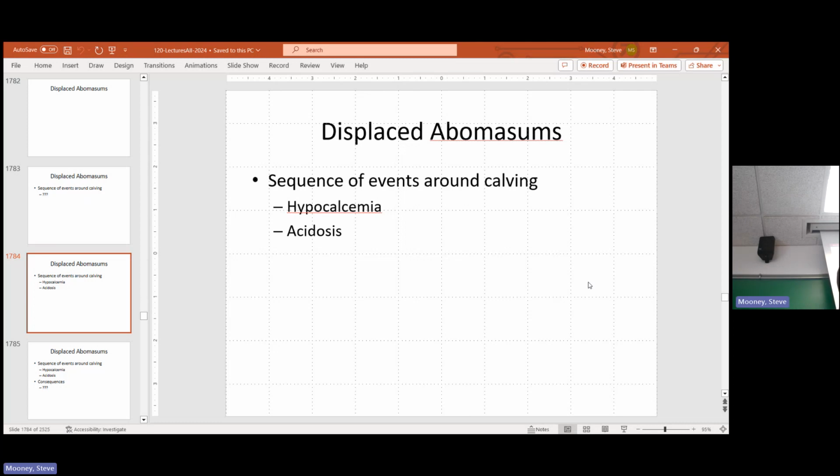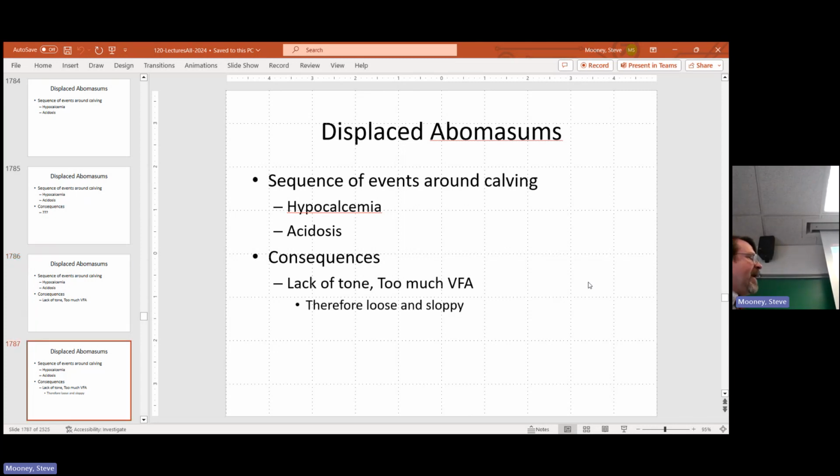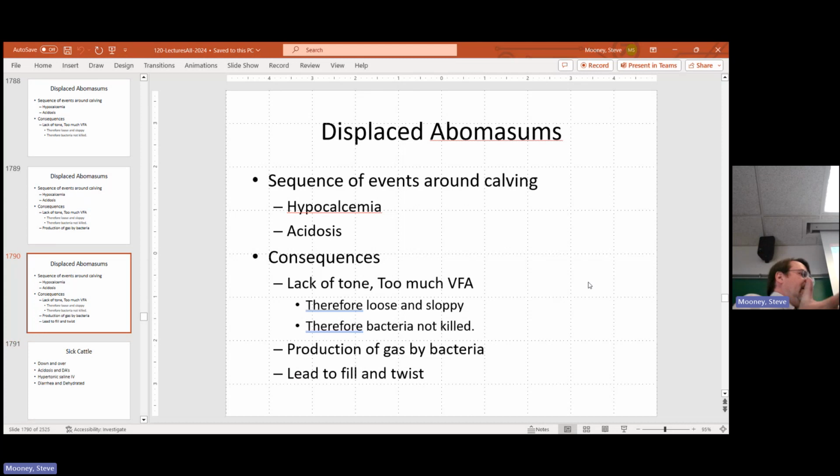So those two things together, the little bit of acidosis, a little bit of hypocalcemia, seem to me are going to predispose that animal to a displaced abomasum. Don't have tone. We got gas production because we're not killing those microbes. So a lack of tone, too much VFA. Those two circumstances in the abomasum, you got loose and sloppy. Bacteria are not killed. You got the production of gas by the bacteria. That abomasum fills up with gas and twists one way or the other.